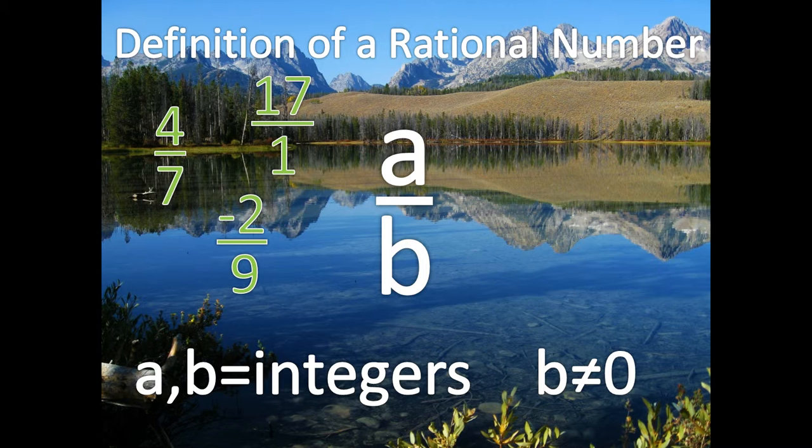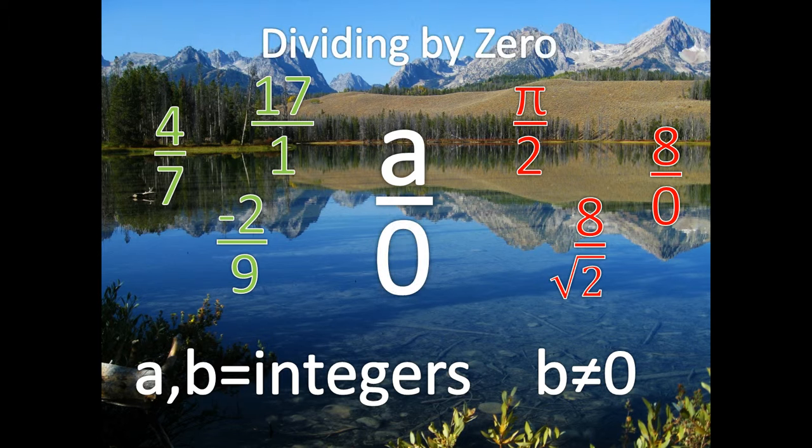Some non-examples of rational numbers would be pi/2, since a would be pi, which is not an integer. It's an irrational number, which is basically the opposite of a rational number. Another is 8/0. Again, we can't divide by 0, and we'll take a look at that one here in a second. And 8 divided by the square root of 2. The square root of 2 is also an irrational number, so therefore 8 divided by the square root of 2 is not rational.